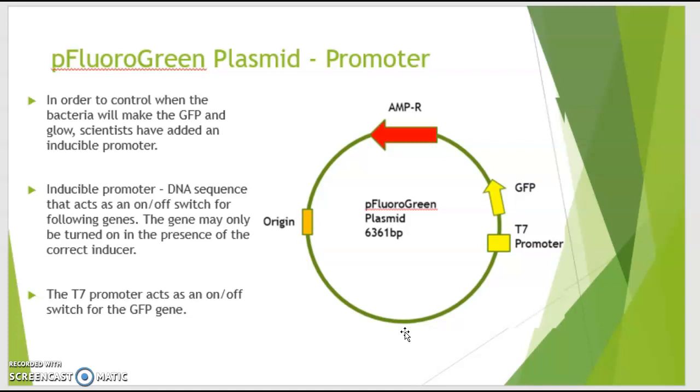So in order to control when the bacteria will make the protein GFP and when it will glow, scientists have added what's known as an inducible promoter. That's an important term. An inducible promoter acts as an on or off switch for certain genes. So in this case, the T7 promoter is acting as an inducible promoter that is able to turn on and off the GFP gene, as we will talk about more on the next slide.